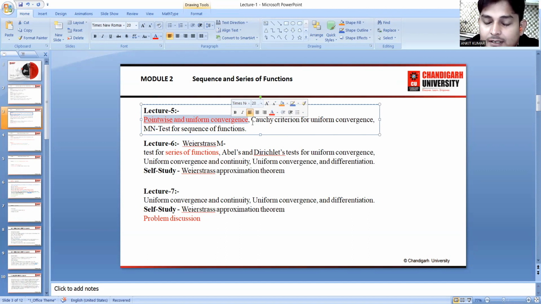Third, the M_n test for sequence of functions. What is the M_n test for sequence of functions? It is the part where we apply a theorem known as the M_n test to the sequence of functions, and based on the conditions of the M_n test, we will prove or disprove whether it is convergent or not convergent.